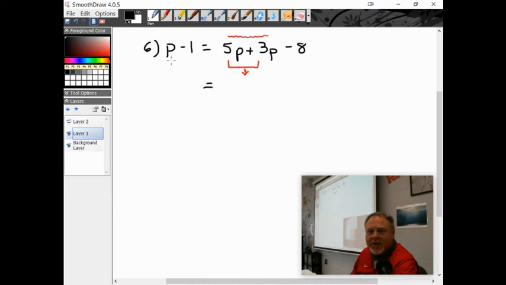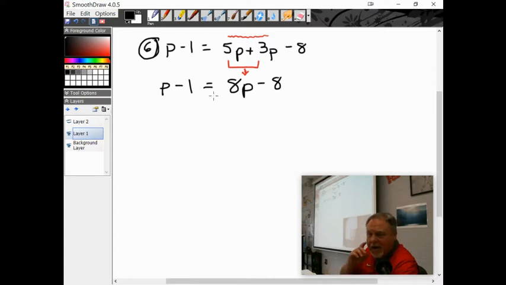So let me drop my equal sign down. We're not doing anything on the left side of the equation. That 6 is the actual problem number. It's not part of the problem itself. So if I have 5 of something and I have 3 more of that same thing, I have 8 of it. So I have 8 p's. There's the 8p. And then the minus 8 drops down. Now I can't add numbers and letters together. I can't add numbers and variables.